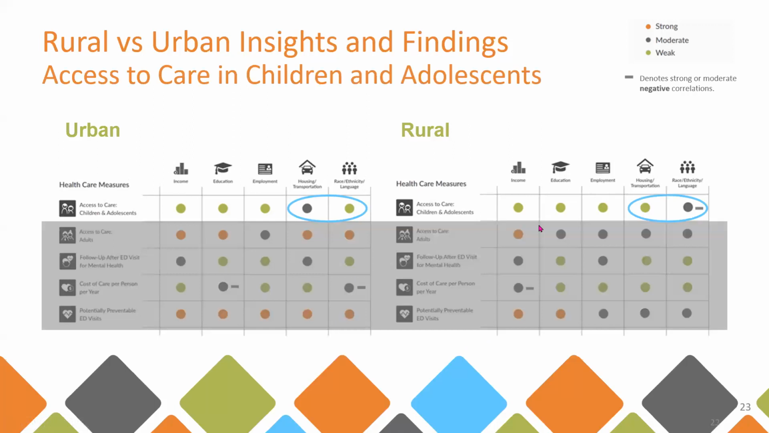So we're going to get into specifics in access to care in children and adolescents. More crowded housing and transportation resulted in lower access to care in urban areas, but we didn't see that effect as much in rural areas. But in rural areas, there was a moderate relationship between higher race, ethnicity, language diversity, and actually better access to care in children and adolescents, which was pretty interesting. Next slide, please.